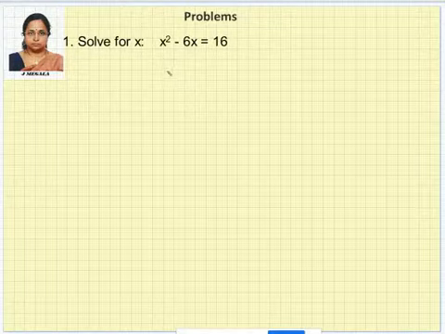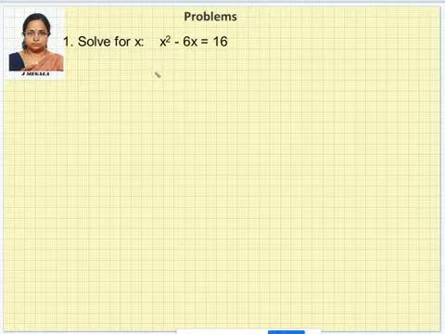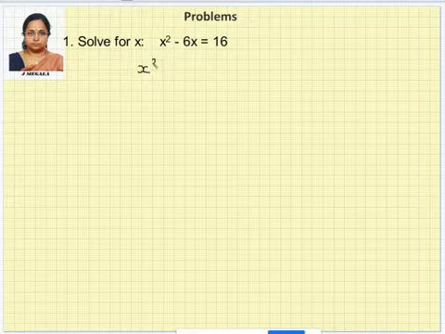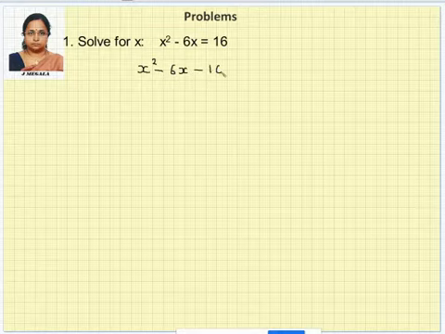So right now you're going to solve these problems. x square minus 6x equal to 16. So we just have to see if you can solve this equation using the normal method of alpha beta, which we have already solved. Then it's going to be easier.